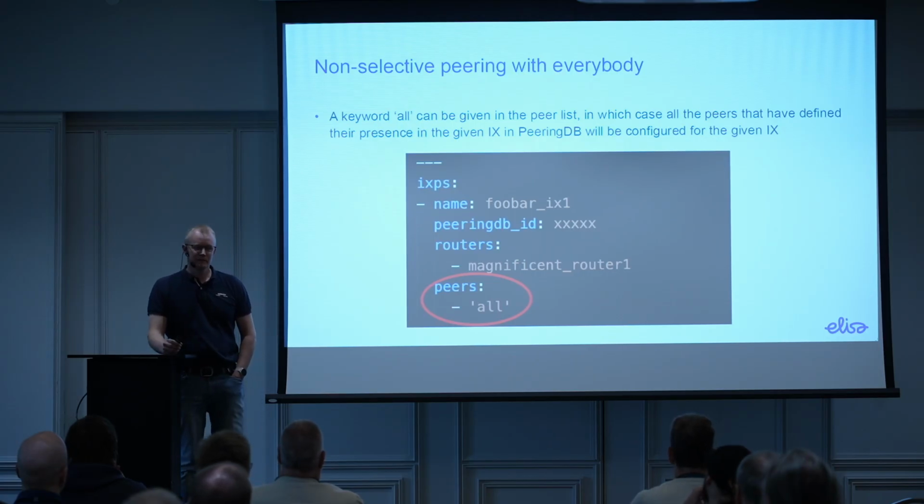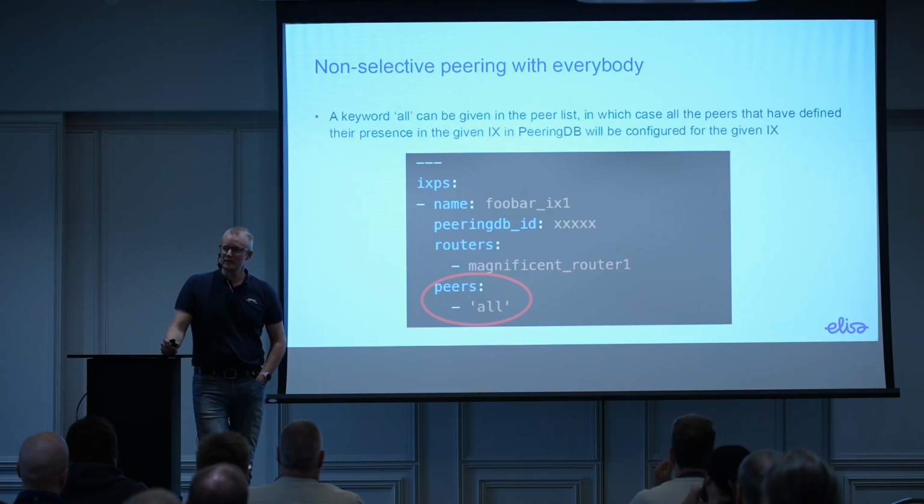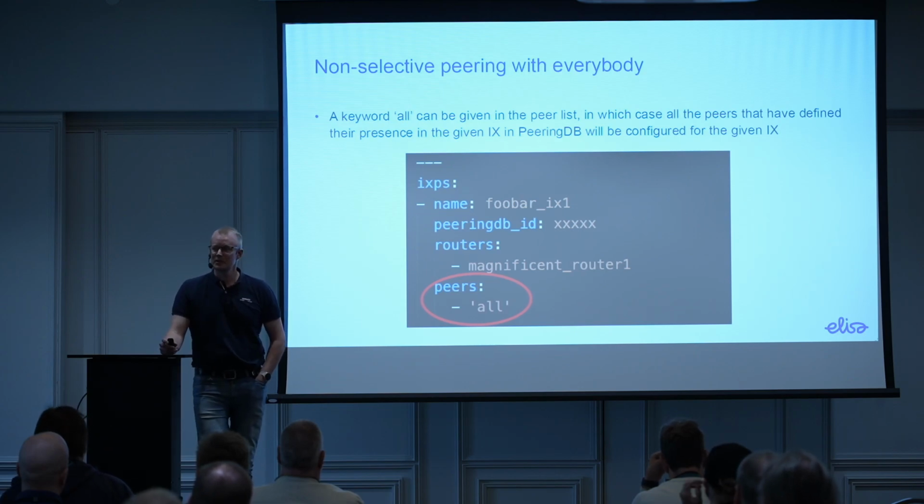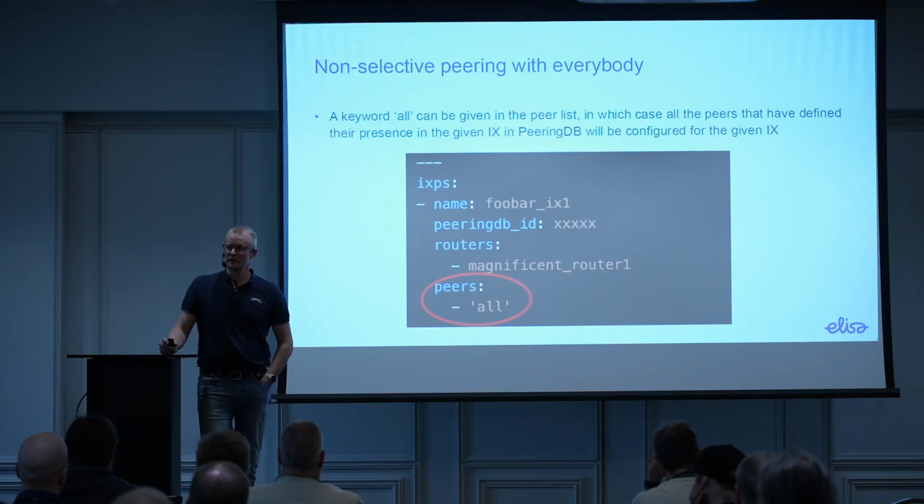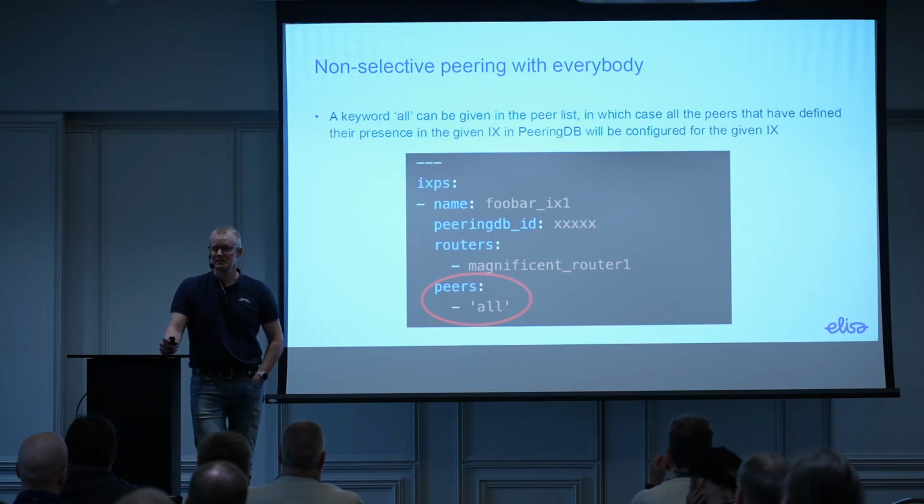We also have a possibility, technically, to define a keyword all for a given IX. If we were non-selective, we could define that we are willing to peer with each and everyone in this given IX. So it's a kind of catch-all whitelist.